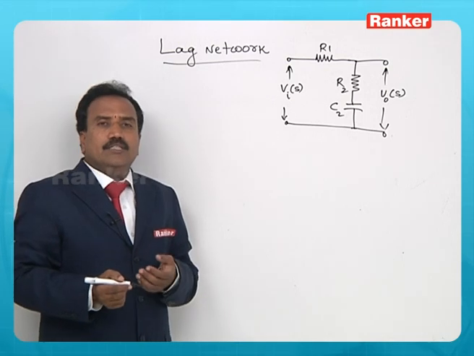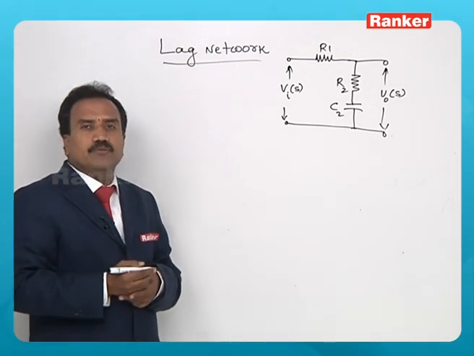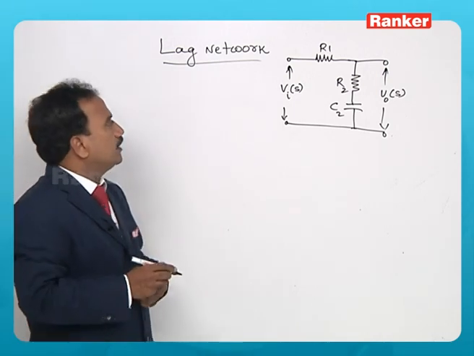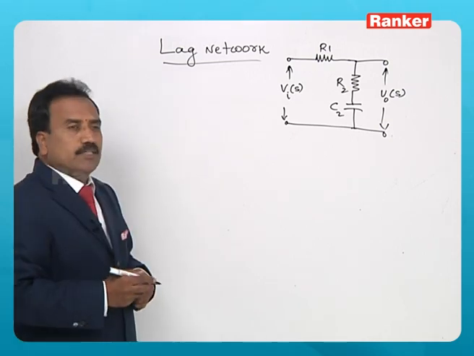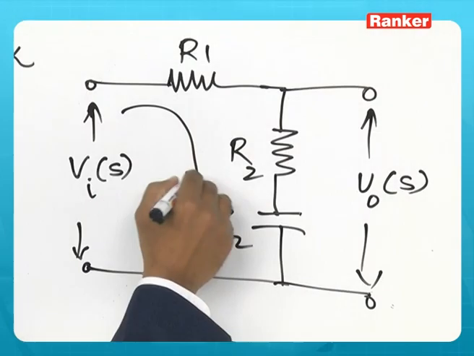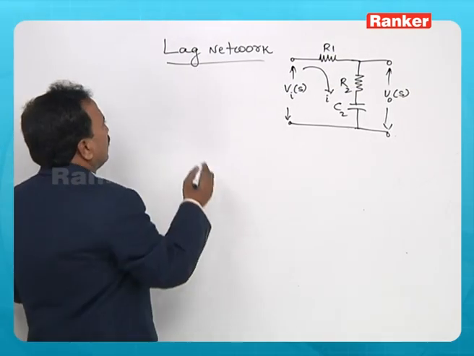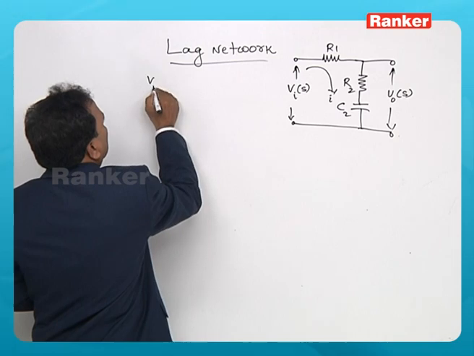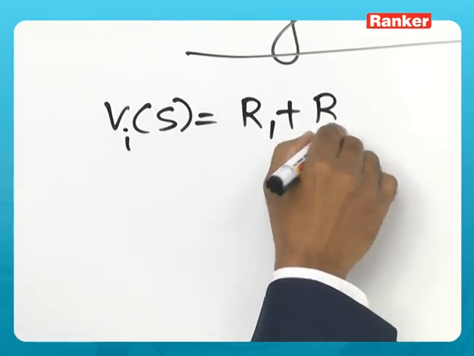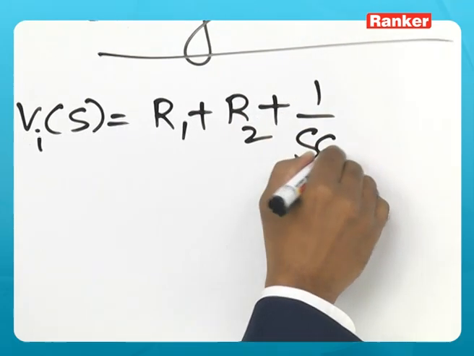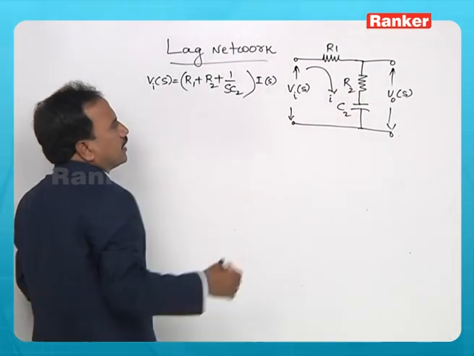Now I need to see that the lag network is also creating a pole and a zero, but what is dominant here, whether the pole is dominant or the zero is dominant. To see that, generally we assume that there is a current I here. So you can write two sets of equations. One is the input equation: Vi of s is equal to R1 plus R2 plus 1 by SC2 into I of s, that is the current.